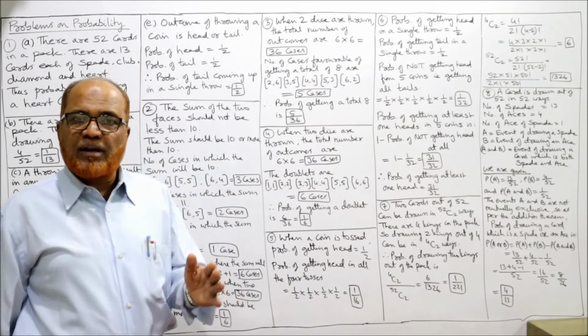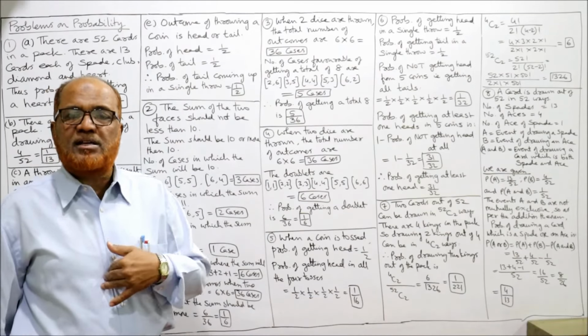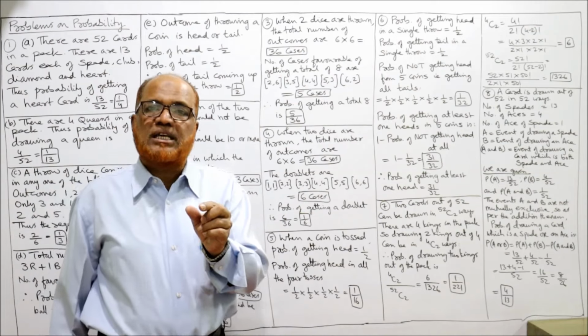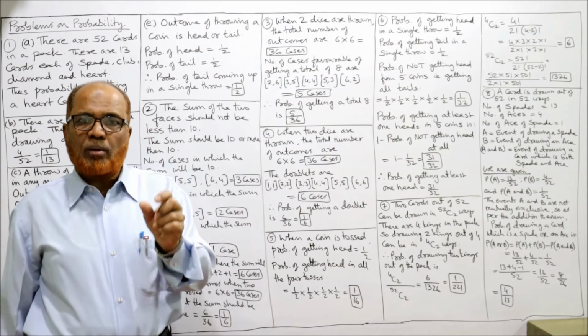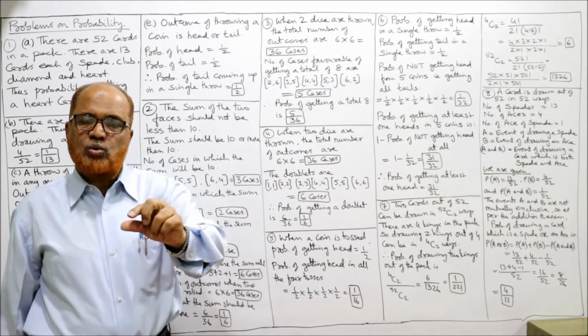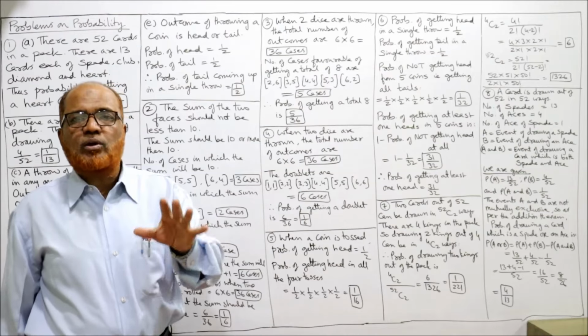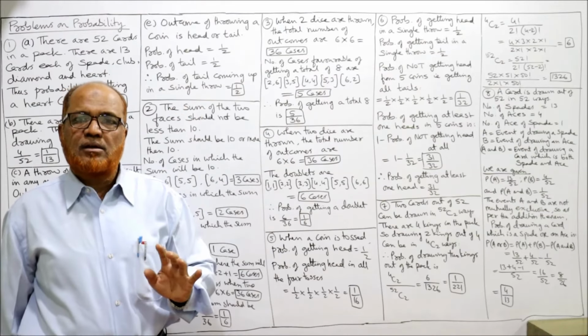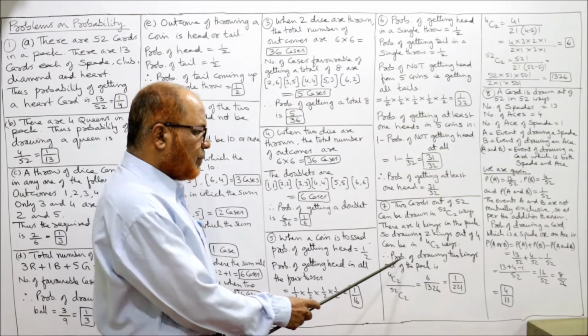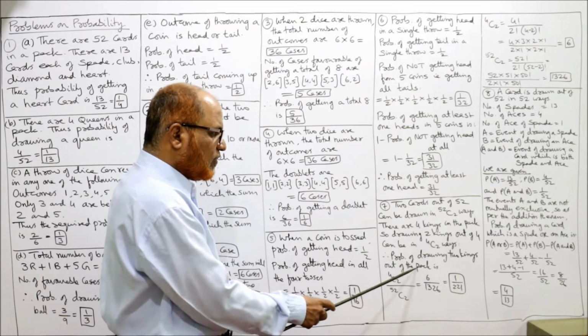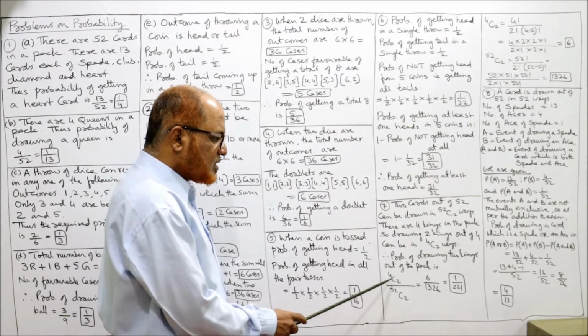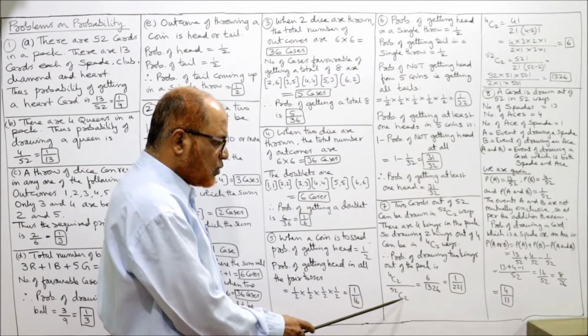तो हमारा favorable case क्या है? What is the favorable case? To draw both the cards king. So 4 C2 is the favorable. Total number of outcomes 52 C2 ways. So required probability of drawing 2 kings out of a pack of 52 is 4 C2 divided by 52 C2.